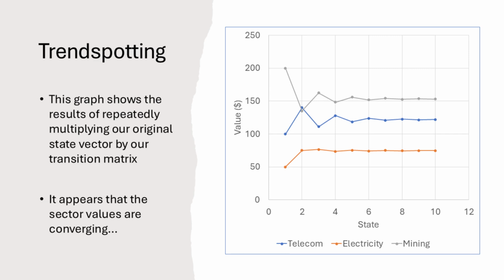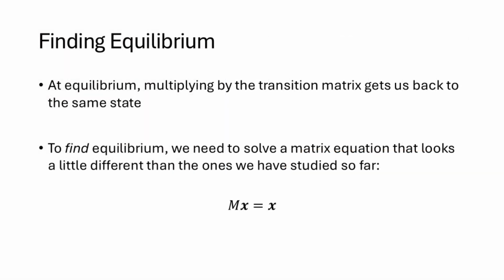If we're just roughly estimating based on the graph, we could see that the equilibrium price of mining is just above 150, the equilibrium price of telecom is about 125, and the value of electricity at equilibrium is somewhere around 75. But how would we find those values exactly? Well, what we're really looking for is the vector for which, when we transition, we don't change our values.